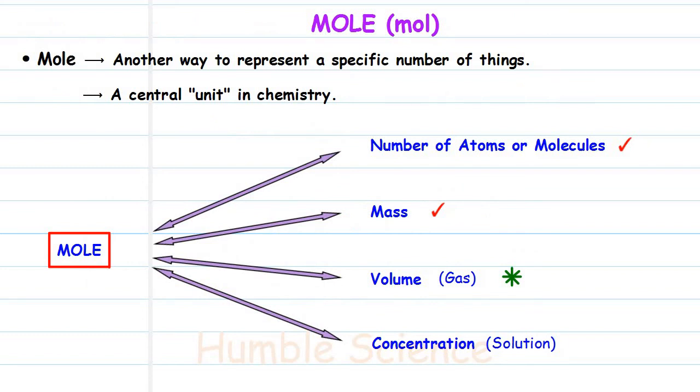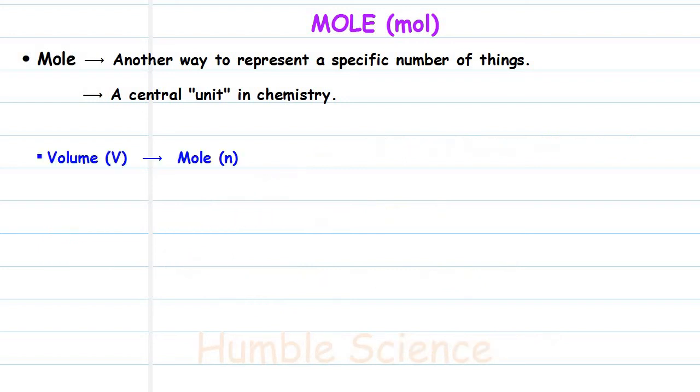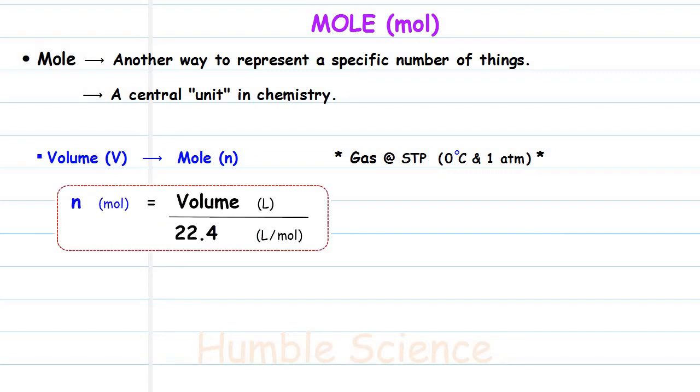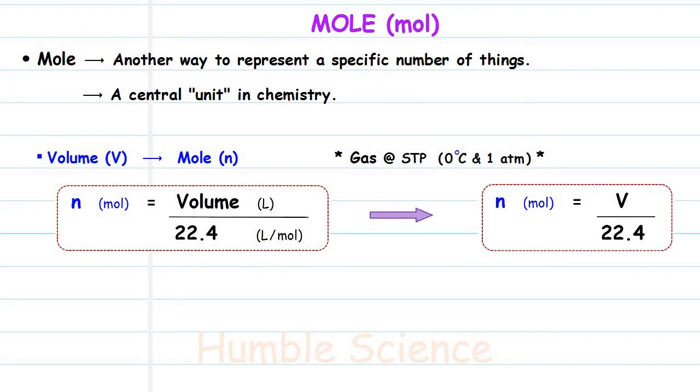Now let's try taking a look between mole and volume, and that will be for the case of gas. In order to convert between volume and mole, we will consider two situations. First, we will consider gas at STP or 0 degrees Celsius and 1 atm. At STP, any ideal gas pretty much has a volume of 22.4 liter. So the conversion to mole for this case is pretty straightforward. We can use mole will be equal to volume in liter divided by 22.4. Or little n, which is mole, is equal to V divided by 22.4.